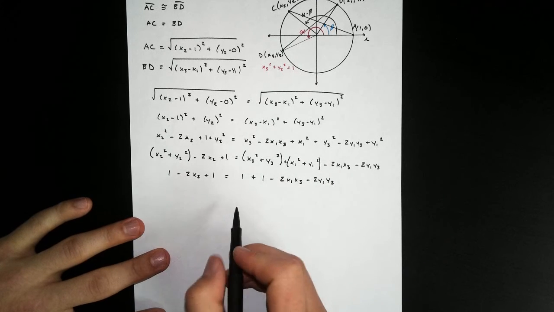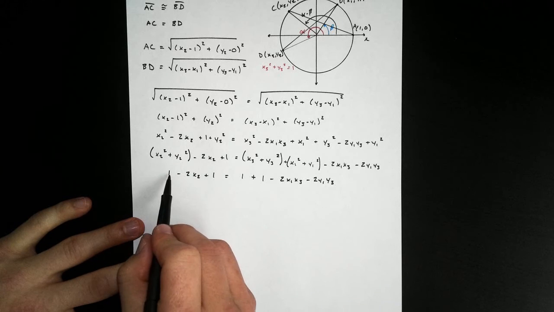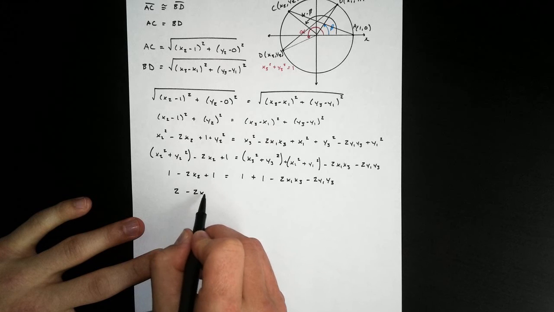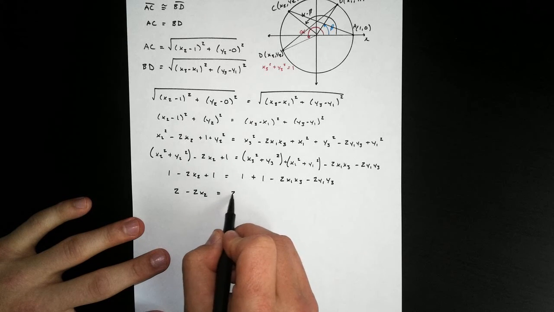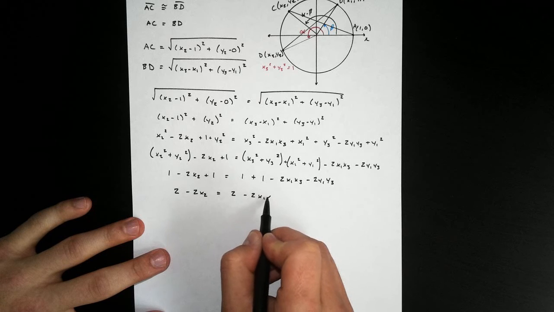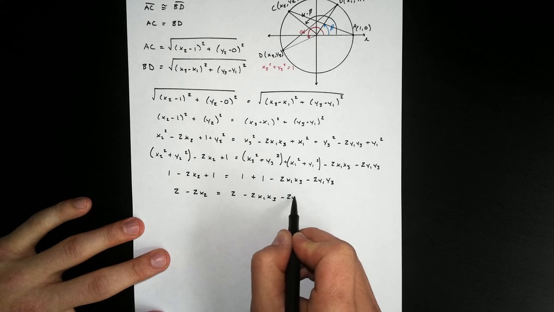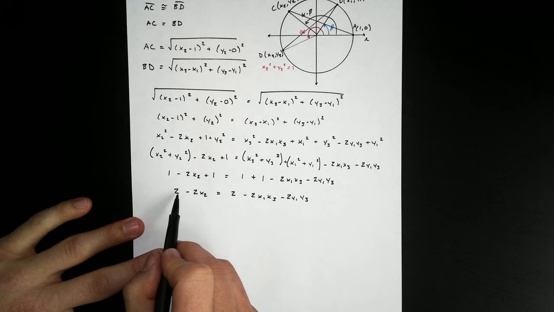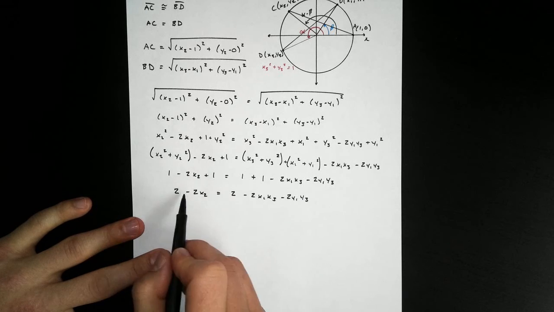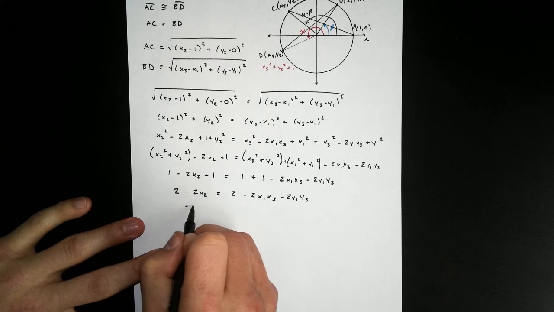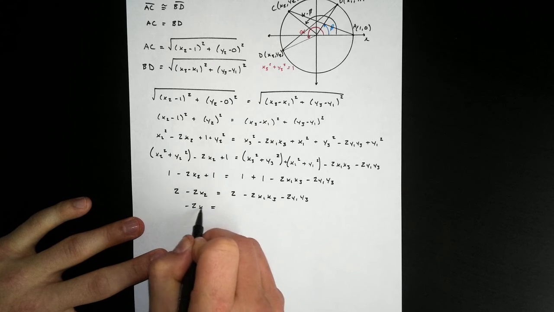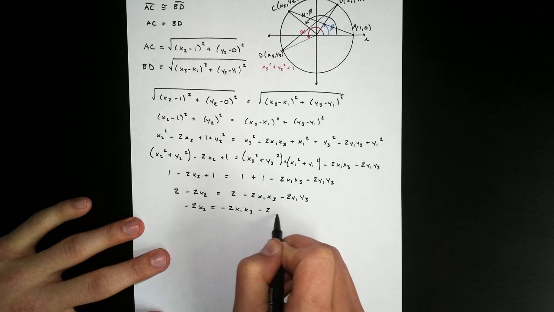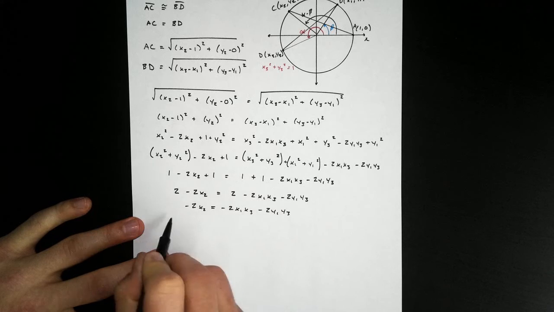All right, let's do some more simplifying. We have some like terms we can combine. So 1 and 1, so that's 2. 1 and 1 here is also 2. All right, we have a 2 on both sides. So if I subtract 2, we can simplify that. Minus 2x1 x3, minus 2y1 y3.